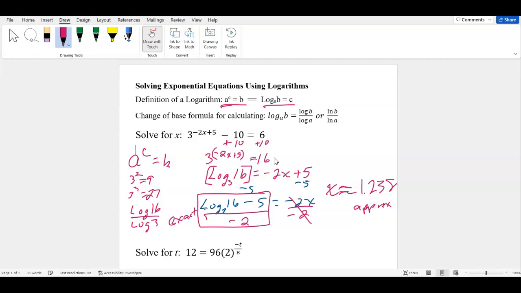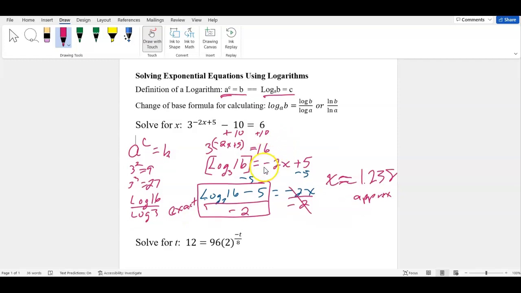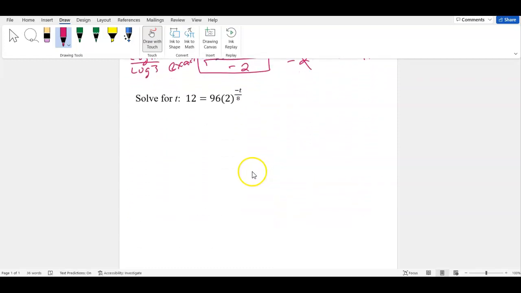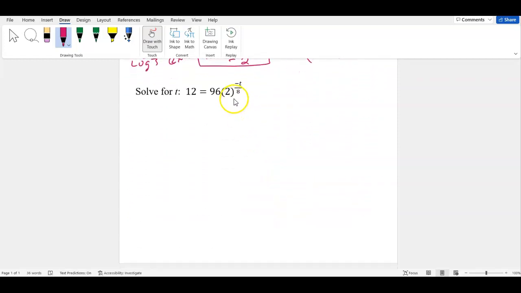Now, let's move on to the next problem. And it is similar, only this time the variable's on the right-hand side. It doesn't really matter where the variable is. We're still looking for something like b is equal to a to the c power. That's still going to give us log base a of b is equal to c. It's always equal to the exponent, right? The logarithm of something is the exponent, okay?